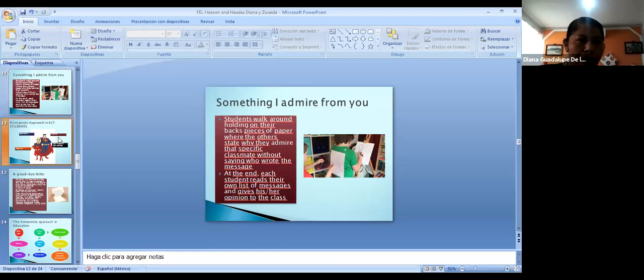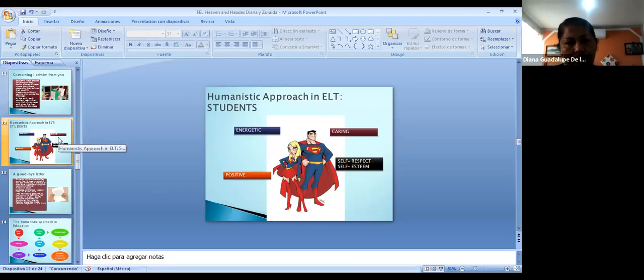But let me see if I can share my screen with you, and we'll continue with the activities. Okay, I can share now. So with this activity of writing things on their backs, students might feel energetic. Yes, they might feel much more energetic. They might feel that they care about others and others care about them. They might feel much more positive, and their self-esteem increases a lot, a lot, a lot.